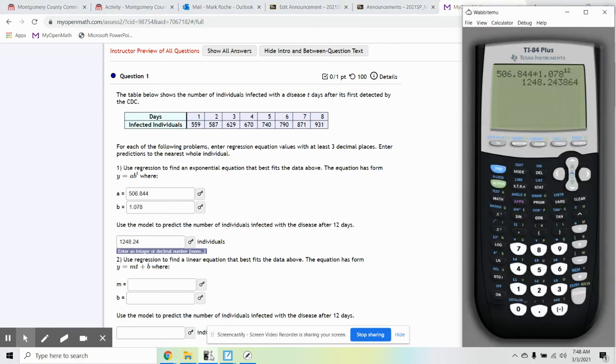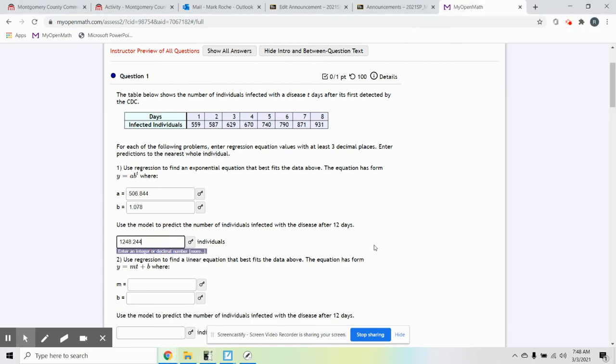2.24, need 3 decimals, right? 244. They probably want a whole number, individuals. So they use different values than we did, so that would be wrong. They have 1251. Because this has 3 decimal places, and they use way more. So hopefully they will give you credit for writing 1248, but I'll keep it as 1248 to see.